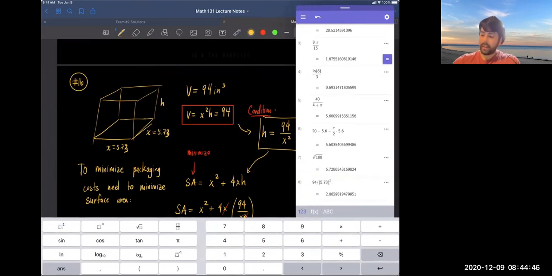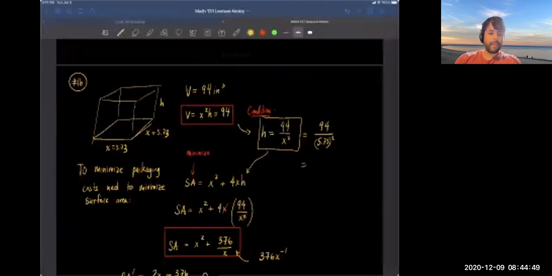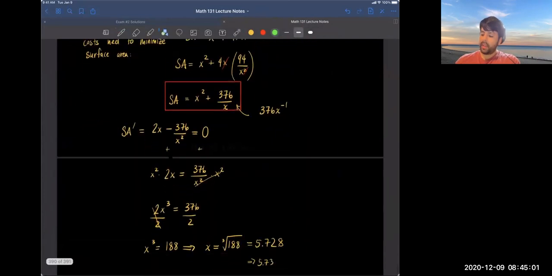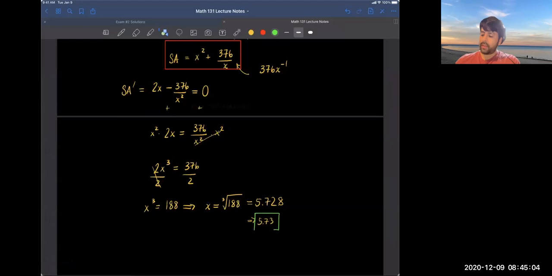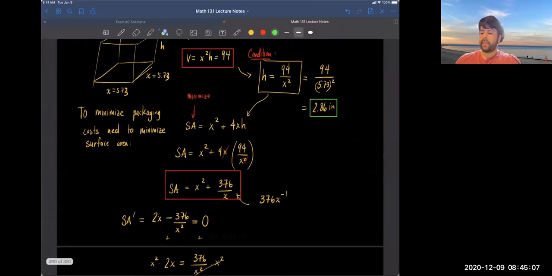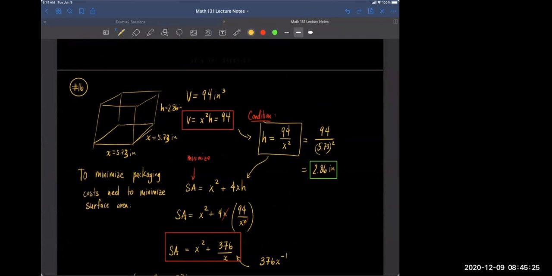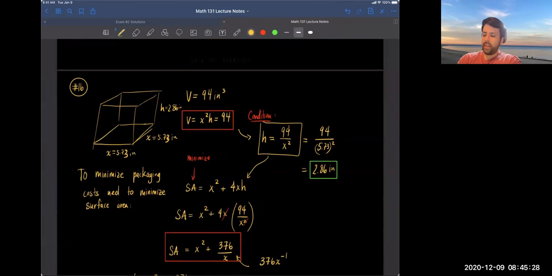And I get 2.862, which I can round to 2.86. So this is my answer for the height. And this is my answer for the base. So 2.86 inches. Does that make sense? Edwina, does that make sense? Yes, it makes sense. Okay, good. Thank you.